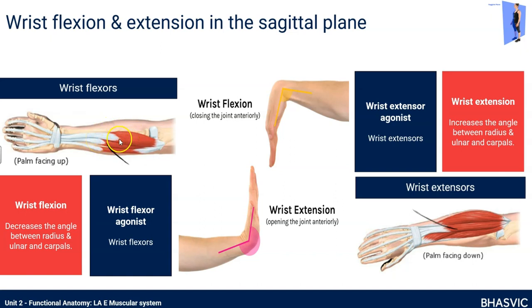These are your wrist flexors. So when they contract, all of these tendons pull on your hand and your fingers, and you pull your hand back underneath your forearm. That is wrist flexion.